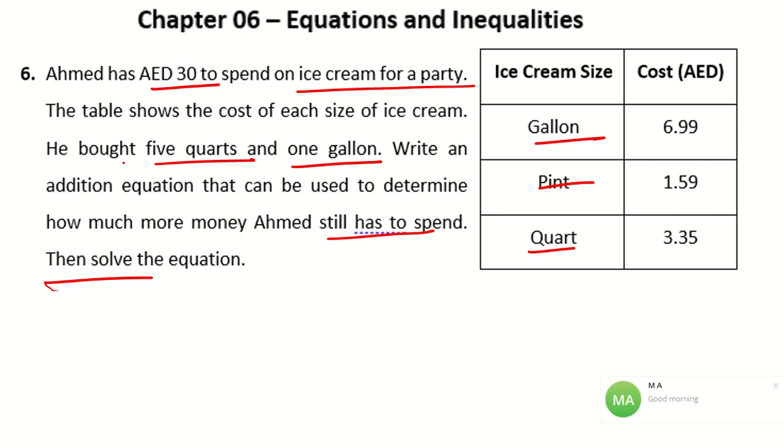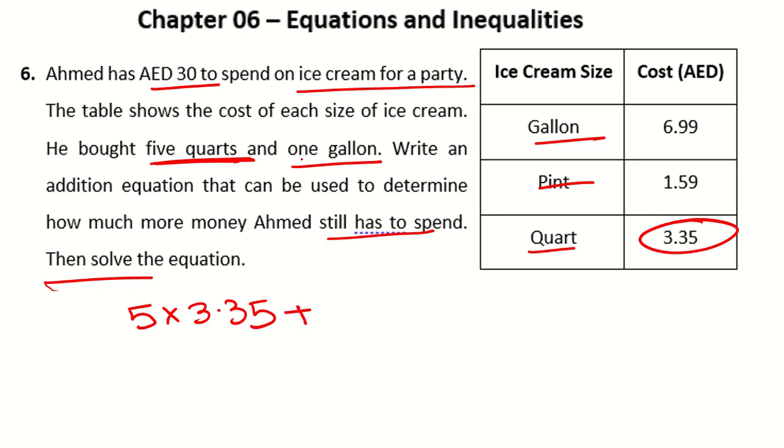Now let's see. He has total 30 dirham. So what he can do here? He bought 5 quarts. So 5 quarts means, for 1 quart you have 3.35 price. So for 5 quarts it will be 5 multiply 3.35 plus, and 1 gallon, and gallon costs 6.99 dirham. So 1 multiply 6.99. Okay. Then write an addition equation. So plus some money he will be left with. So plus x is equal to how much total money he had in starting? 30 dirham. Now let's simplify this and solve this equation.